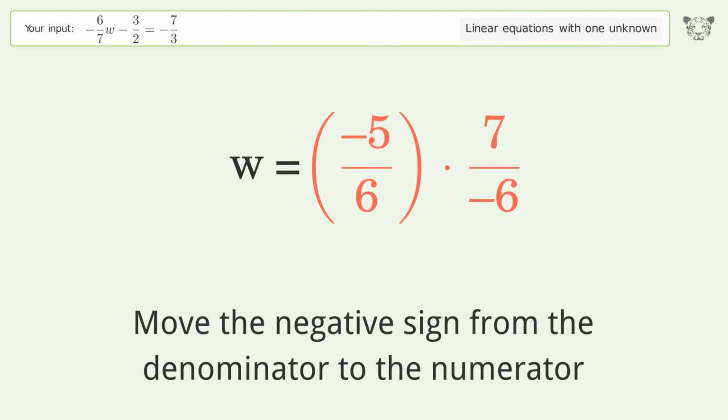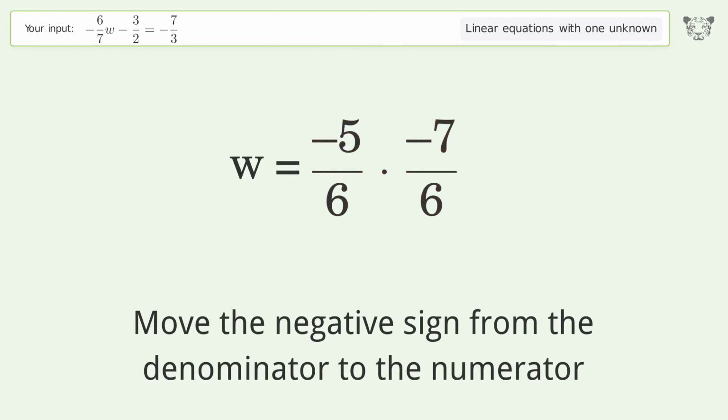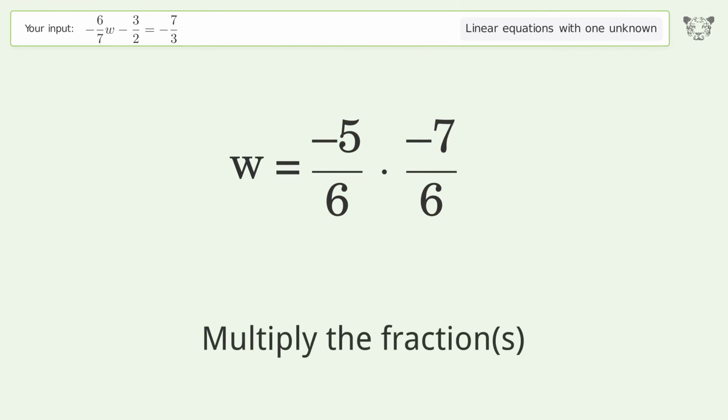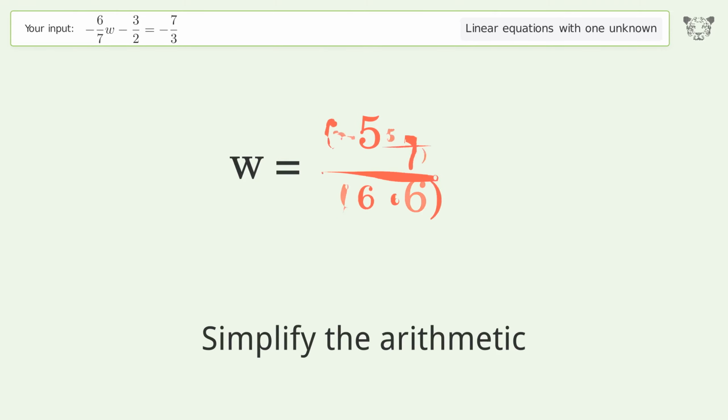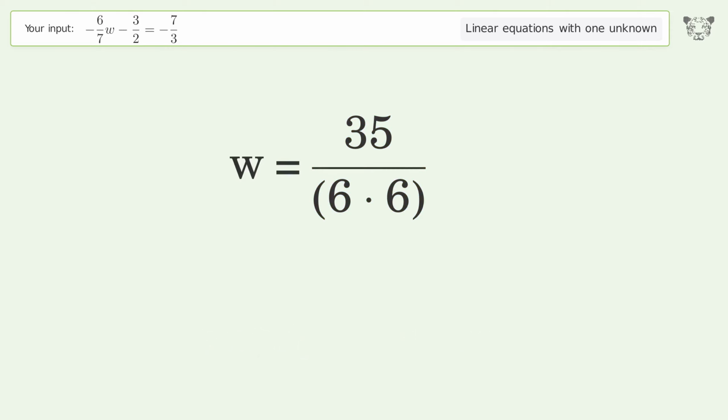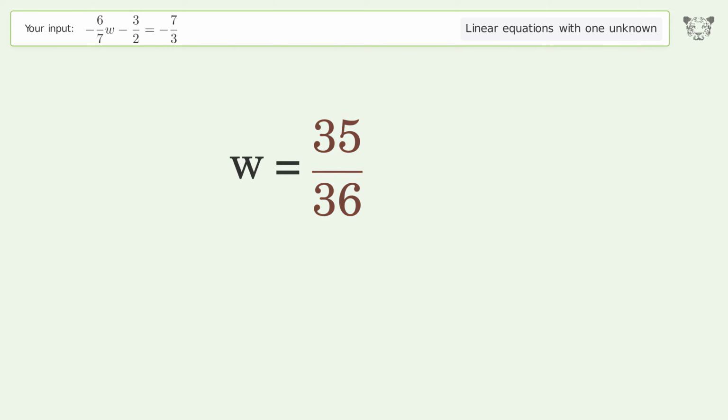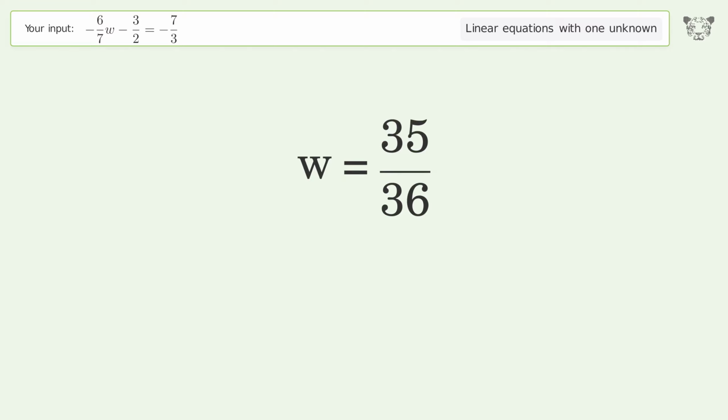Move the negative sign from the denominator to the numerator. Multiply the fractions. Simplify the arithmetic. And so the final result is w equals 35/36.